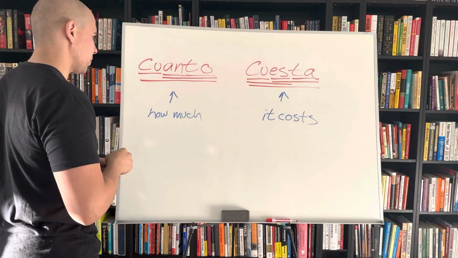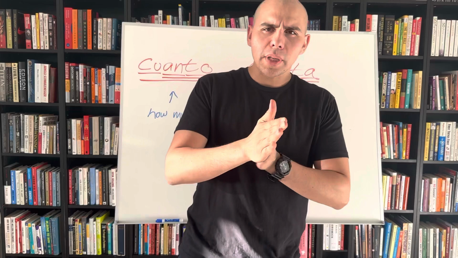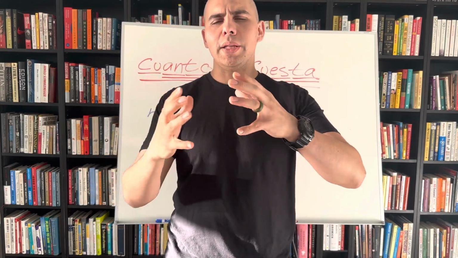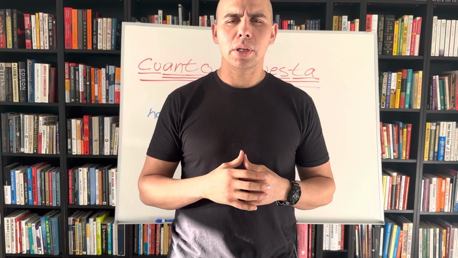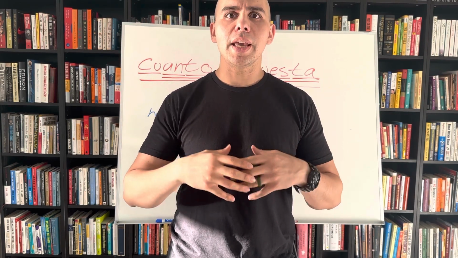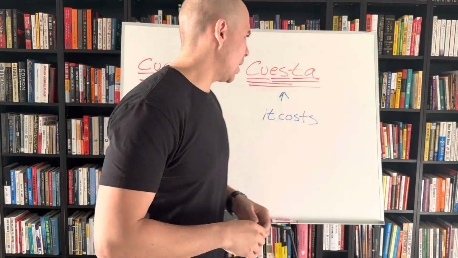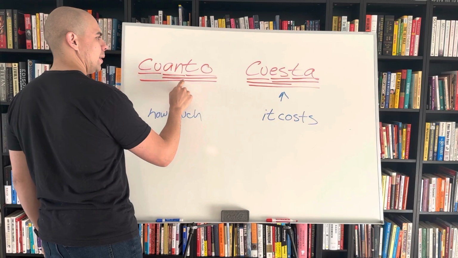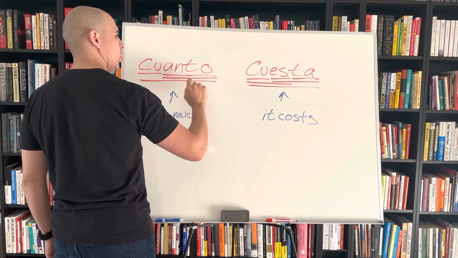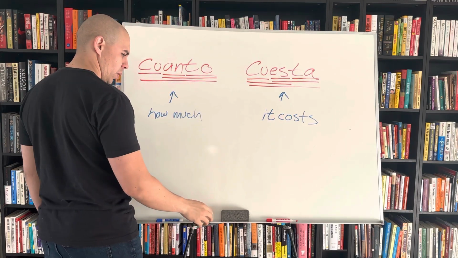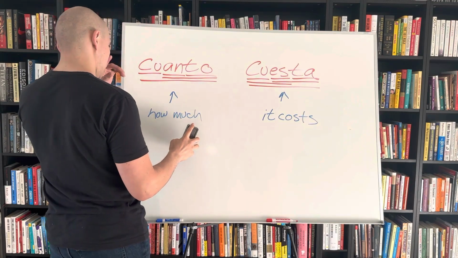Okay. Very good. So, how do you say how much in Spanish? Cuánto. How do you say it costs in Spanish? Cuesta. How do you say how much does it cost? Cuánto cuesta. Very good. Okay, now let's go over a couple of other words.